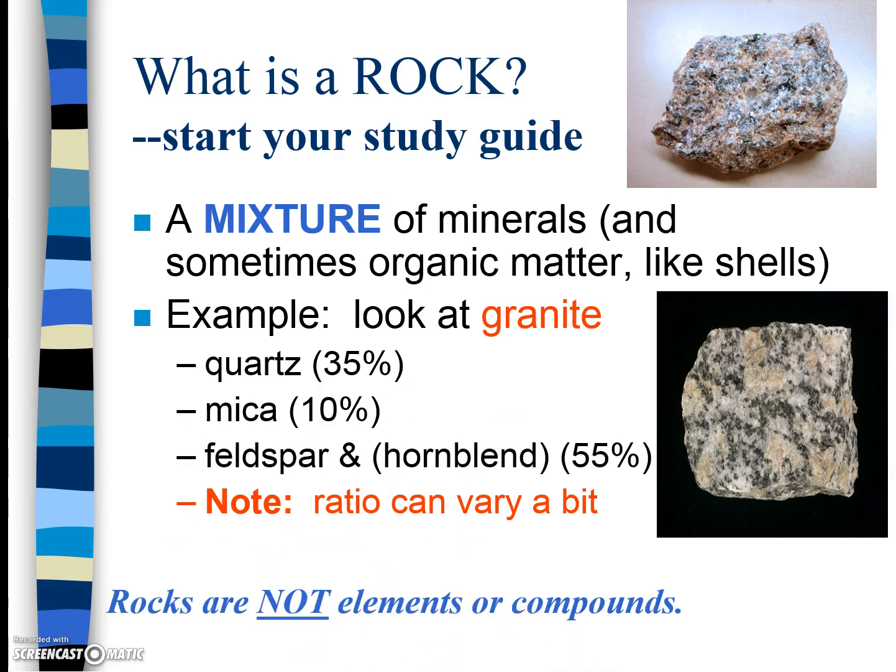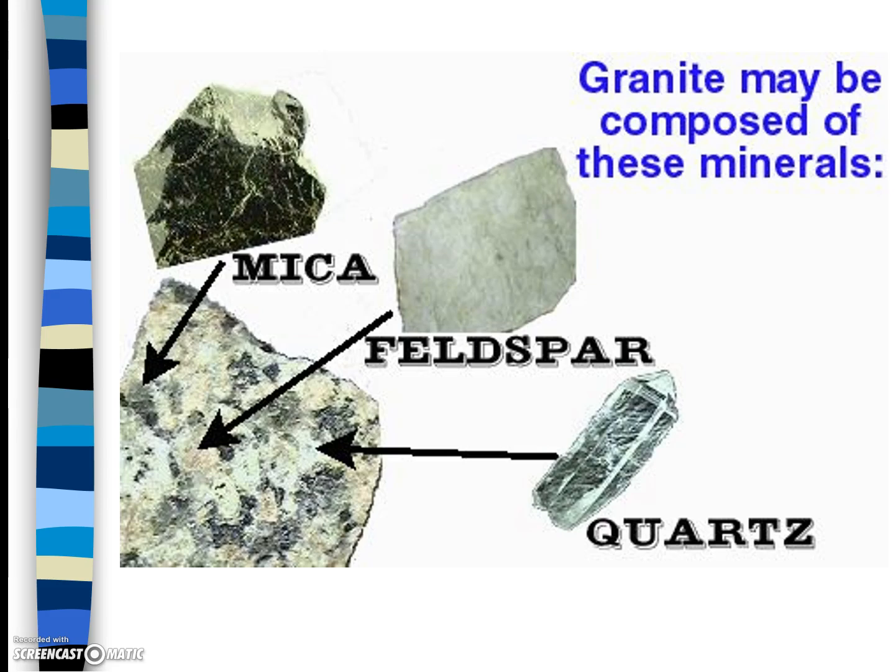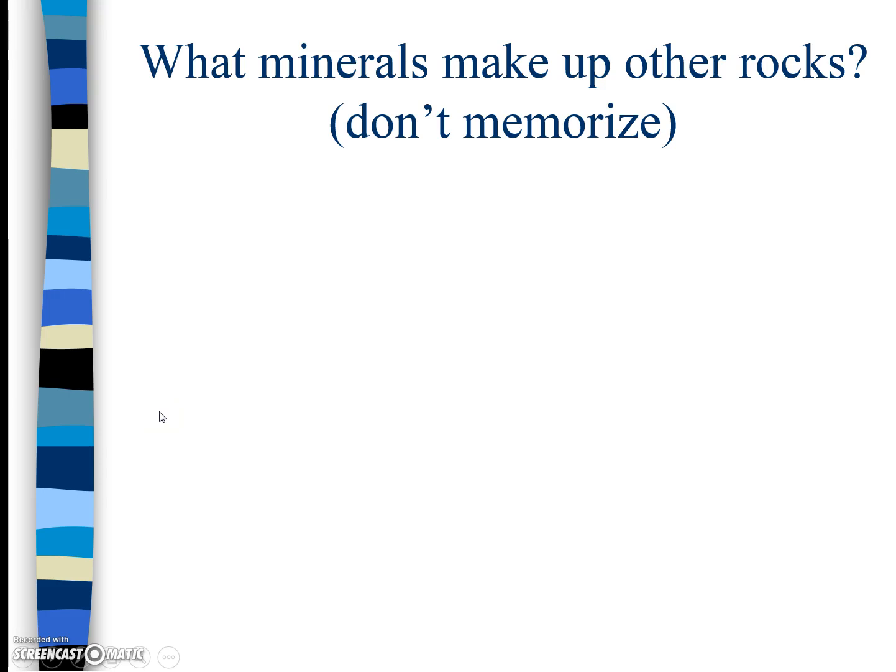Rocks are definitely not elements or compounds. Those are minerals, okay? So make sure you know the difference between a mineral and a rock. A rock is a mixture of minerals. Alright, and again, this is kind of pointing out the different types of minerals that are within granite. Quartz is the shiny part of it, feldspar is usually the white part, and mica is usually the dark parts.